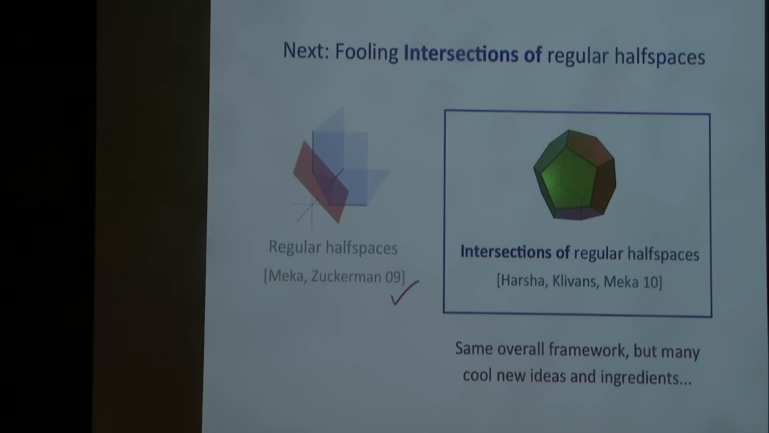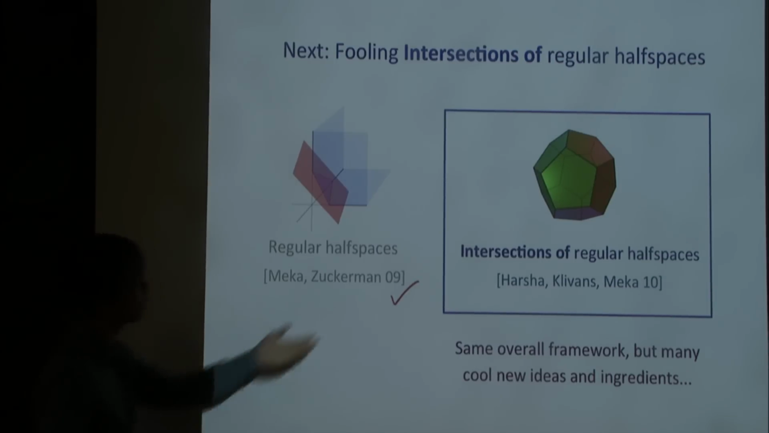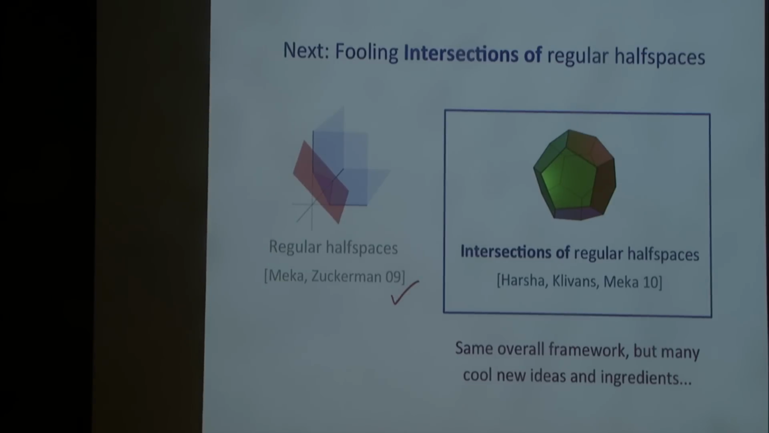So that's a very nice connection, connecting this problem of pseudorandom generators, discrepancy sets, to central limit theorems. And next, I want to spend one quick slide on the generalization of it to not just a single half space, but intersection of many, but still under the assumption of regularity of half spaces. It's the same overall framework because it's so nice and versatile, but you need many new cool ideas and ingredients that Harsha, Klivans, and Meka execute in this work.